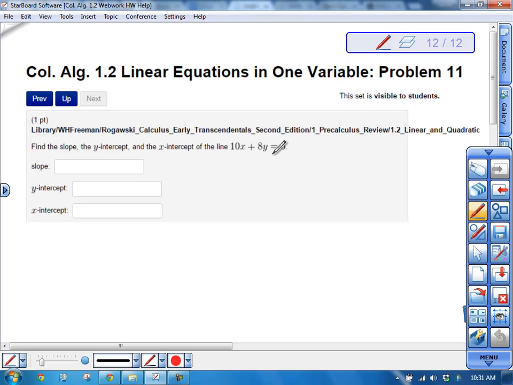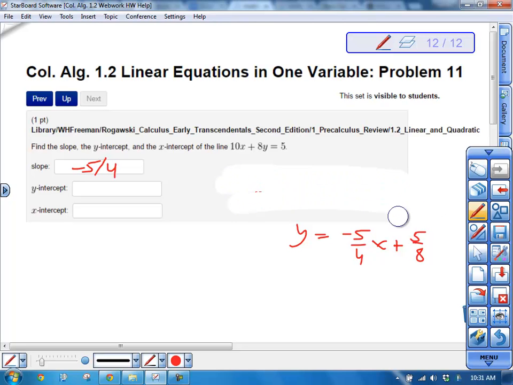Next equation, find the slope, y-intercept, and the x-intercept of this graph. Slope would be, if you solve this for y, you'd have 8y equals negative 10x plus 5, and then divide through by 8. And you have y equals, top and bottom by 2, you'd have negative 5/4 x plus 5/8. So the slope is negative 5/4.